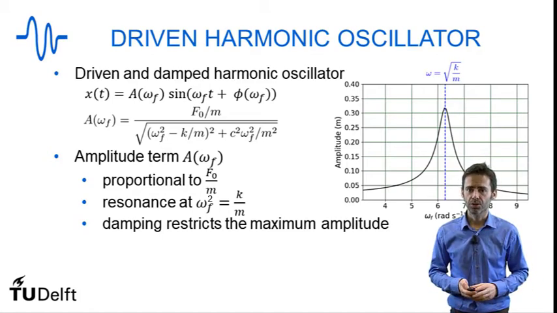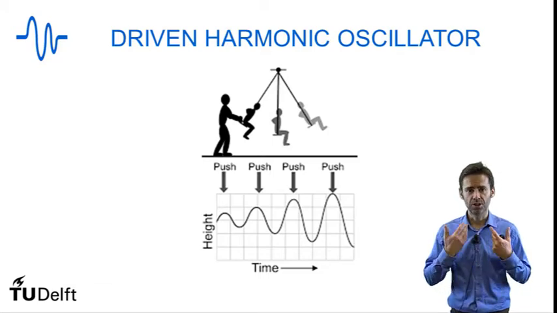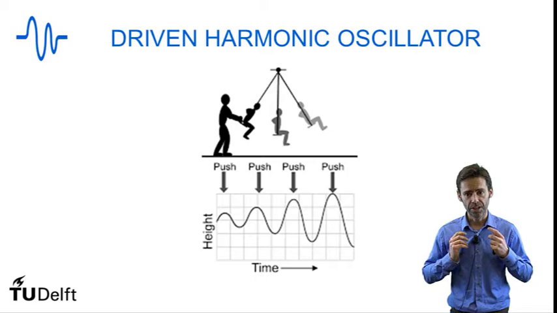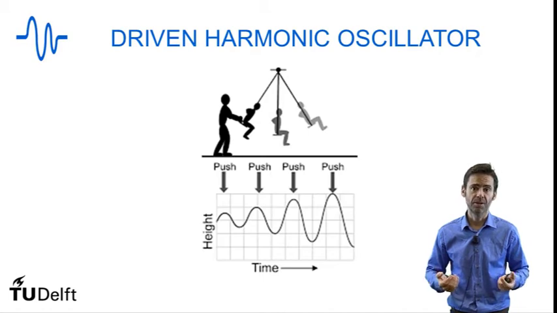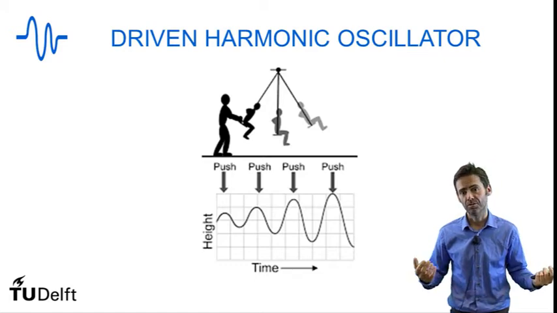Now, of course, this is all the theory about the driven harmonic oscillator, but a very simple model is, of course, a child on a swing. The child on the swing has a natural frequency going back and forth, and every time it's coming towards you, you push it. That means that you're driving it at its natural frequency, and also that the amplitude becomes bigger and bigger. And if there were no friction, the amplitude would become very, very large.